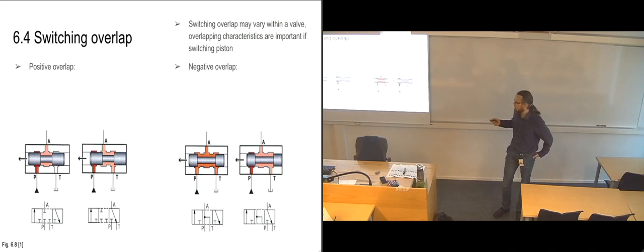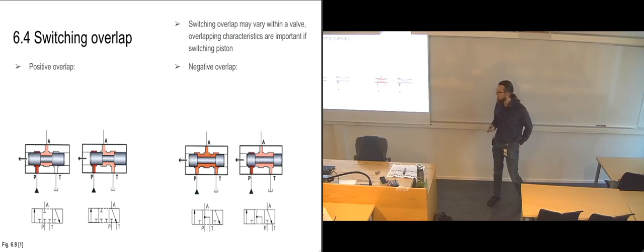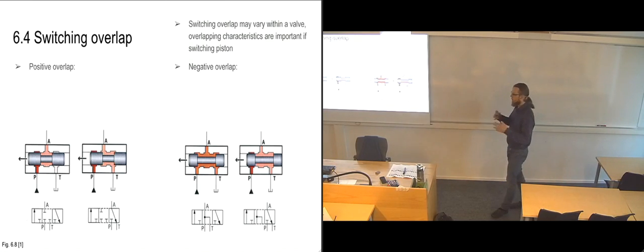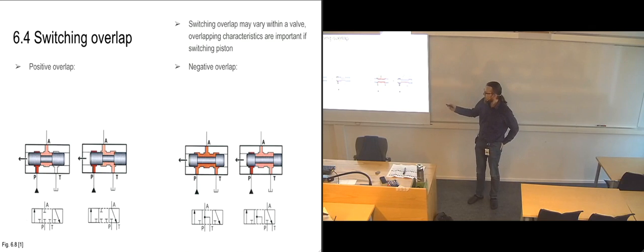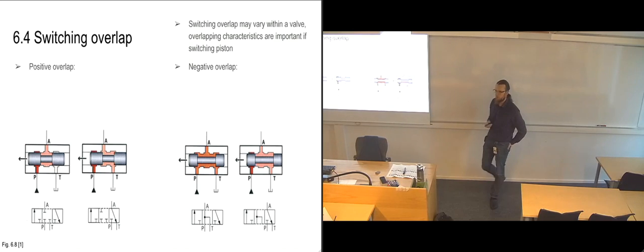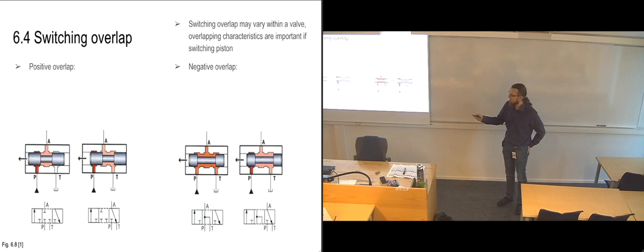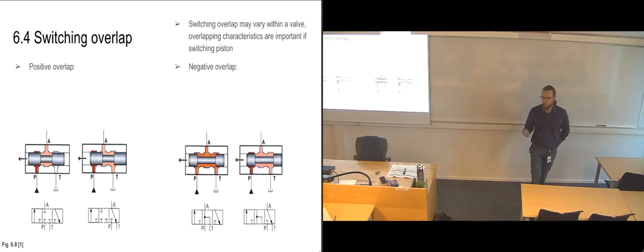So sort of to try to show you the principle here of these boxes that are used in the symbols. Basically, each box is one position of the slide, so that it's going to give you one function. In this case, we have the slide placed in the middle, so we're looking at the middle box, and we are getting full flow between all three ports. If we had moved the slide even further to the side here, then it would be this box that would be the one that was telling us what's happening inside the valve.